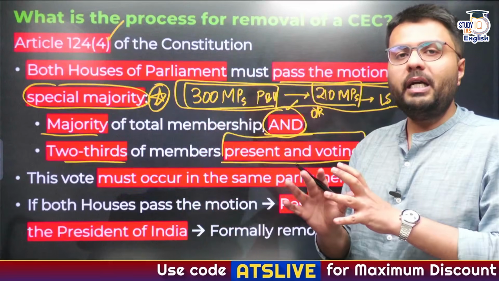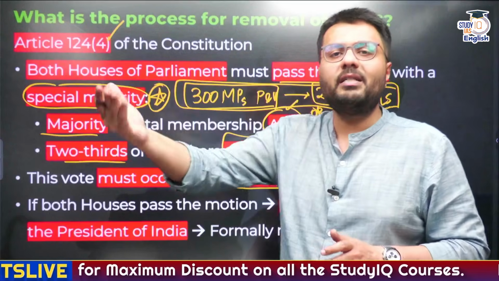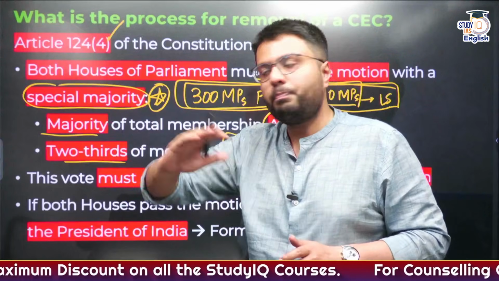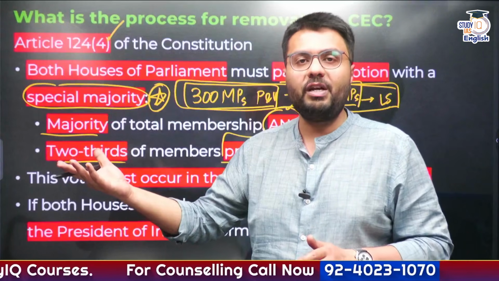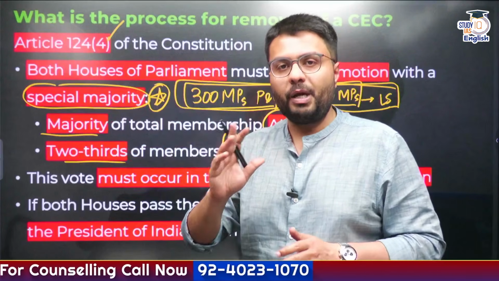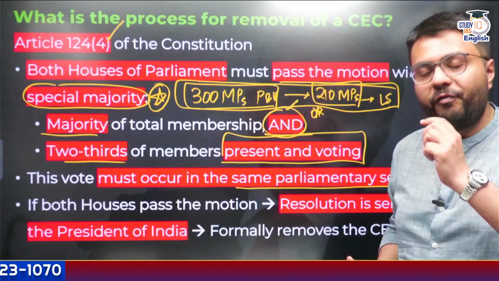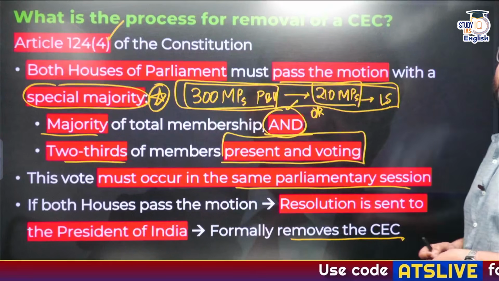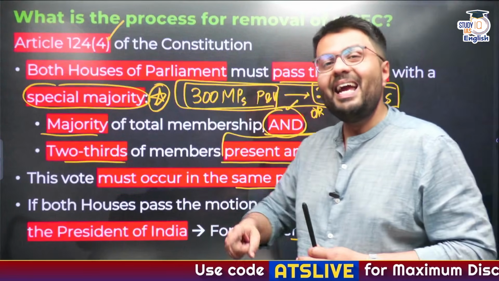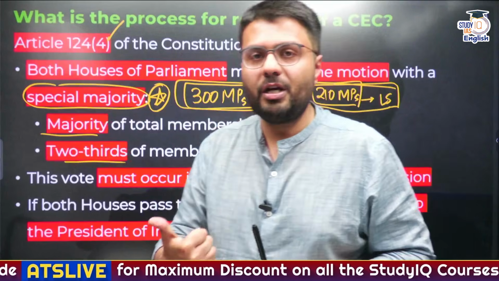Now, this voting needs to occur in the same parliamentary session, but this motion, even if it is passed by special majority, in itself is not sufficient for removal of the Chief Election Commissioner or the Judge of Supreme Court. This motion will be given to the President of India, and the President of India will issue a formal order which will then remove the Chief Election Commissioner of India. So this is the entire part and parcel of how you can remove a Chief Election Commissioner or a Judge of Supreme Court from the office.